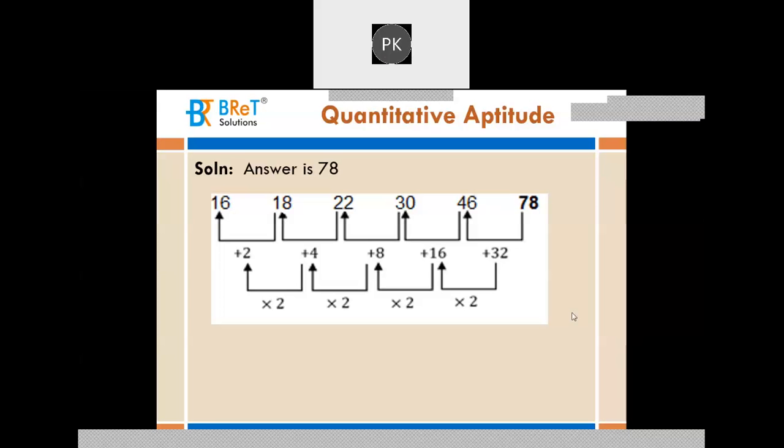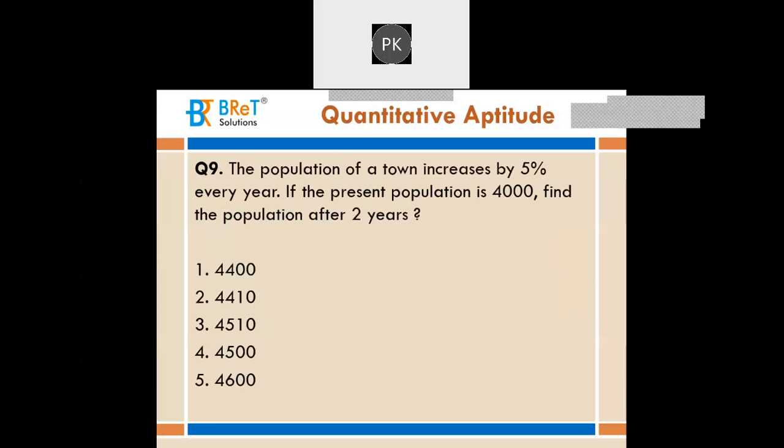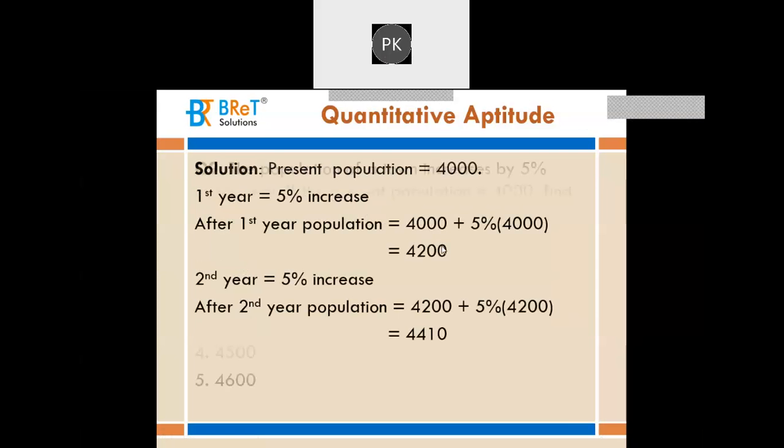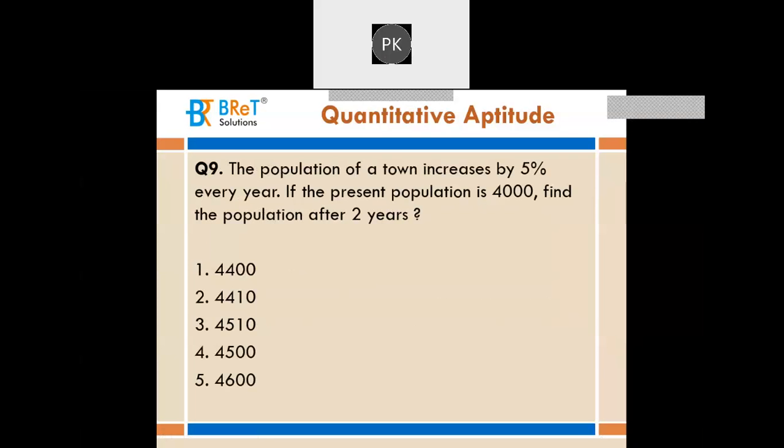This is one more important type of question that will appear in most of the exams. One of the very frequently asked questions is this: the population of a town increases by 5% every year. If the present population is 4,000, find the population of the town after 2 years. This is an application of percentages, one of the basic fundamental questions. Numbers will be changing, but the way they ask the question remains the same. Only 5% will become 10%, and 4,000 will become something else.